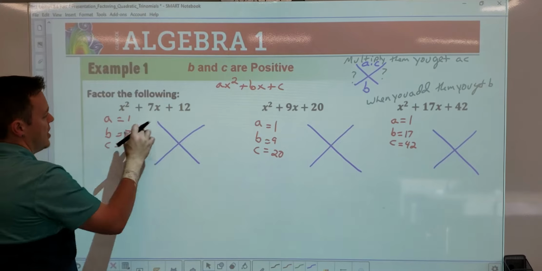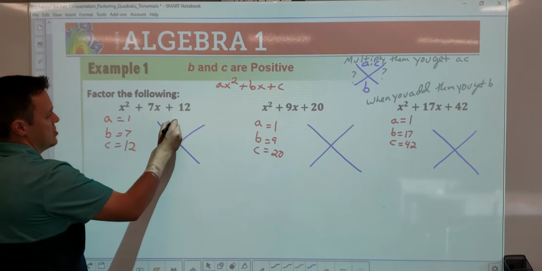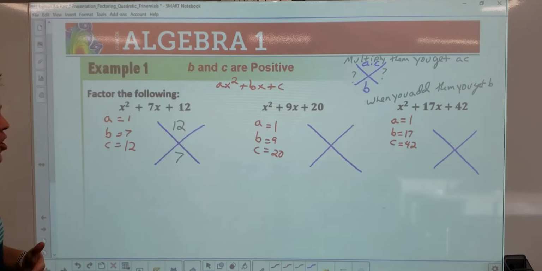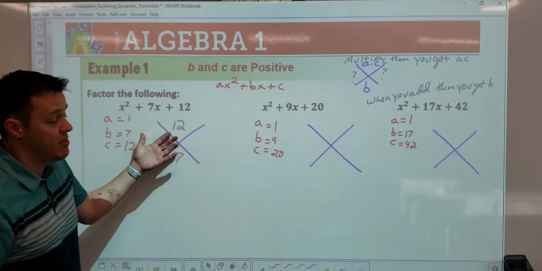All right, so first off, it's 12 times 1. That goes up here, because that's the a and the c, so it's just 12. And then down here is 7. Okay, so what you have to think about is what 2 numbers multiply together to make the number 12. All right, we have multitudes of them.